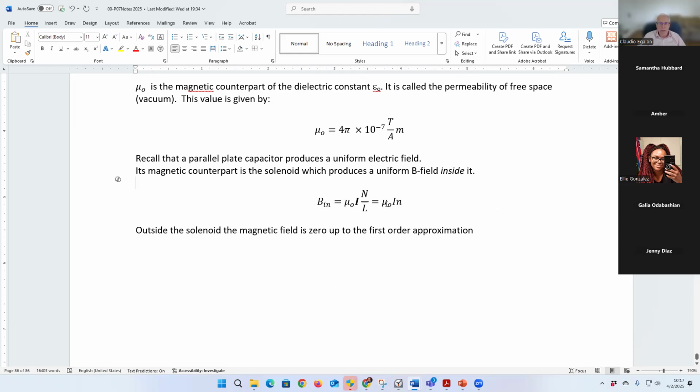And what do we have here? We have the constant that you already mentioned. And this n, what is this n? This n is the number of turns of the solenoid. And the L that you see here is the length of your solenoid. So this little n that you see here is the number of turns per unit of length. Outside the solenoid, the magnetic field is 0.